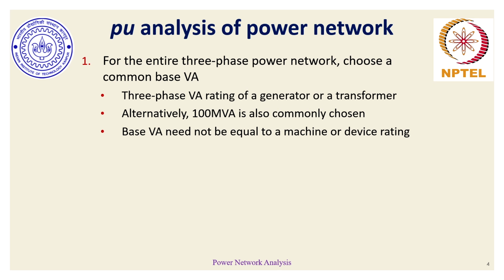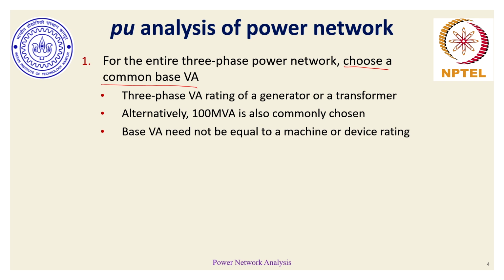The discussion here is specifically for a three-phase power network. And in a three-phase power network, as we all understand, there could be different types of generators, different types of transformers, different loads operating at different voltage levels, different types of transmission lines. So all these quantities, their impedances, power calculation, voltage, current, are all to be converted to a common base first. So the first important step in PU analysis is essentially to choose a common base volt ampere, apparent power, for all the elements.